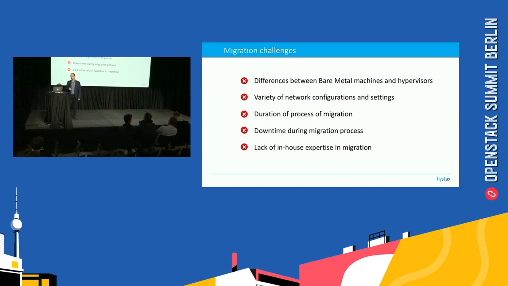The first of the problems is differences between hypervisors. You have ESX on VMware, different hypervisors on other clouds, and you need to migrate to KVM. The same problem applies to volumes. You have VMDKs, VHD, et cetera, and you need a volume type supported by OpenStack as well. The second thing is the variety of network settings. You might have NSX or different SDNs on VMware or other clouds, and you would like to be able to run the same VPNs, load balancers, security groups, et cetera, on OpenStack. So you need a way to do the migration.